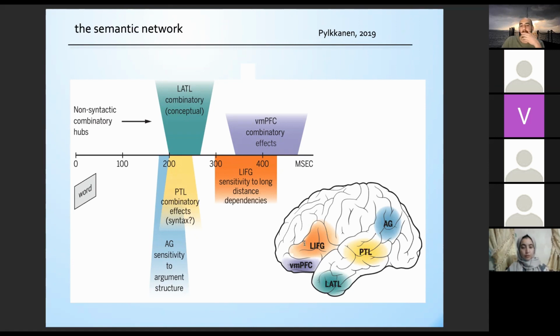Okay. So the idea is that first of all, you have your angular gyrus popping up, which is sensitive to the argument structure of the verb. And then it interacts with your posterior temporal lobes. And here you see, even Lina doesn't really know what to say about that. Combinatory effect, syntax, I would rather say lexicon. And then your LATL does some combinatory conceptual work. And then your left inferior frontal gyrus activates and processes some sort of movement, long distance dependencies, and along with your ventromedial prefrontal cortex, some sort of combinatoric effects.